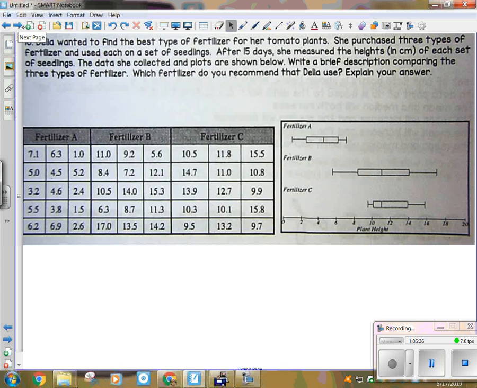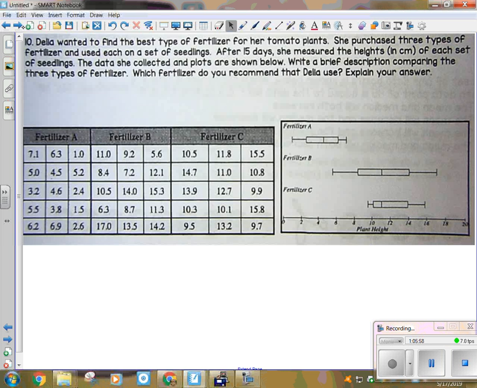Let's take a look at the very last one. Della wanted to find the best type of fertilizer for her tomato plants. She purchased 3 types of fertilizer and used each on a set of seedlings. After 15 days, she measured the heights of each set of seedlings. The data she collected and the plots are shown below. Write a brief description comparing the 3 types of fertilizer. Which fertilizer do you recommend Della use and why?